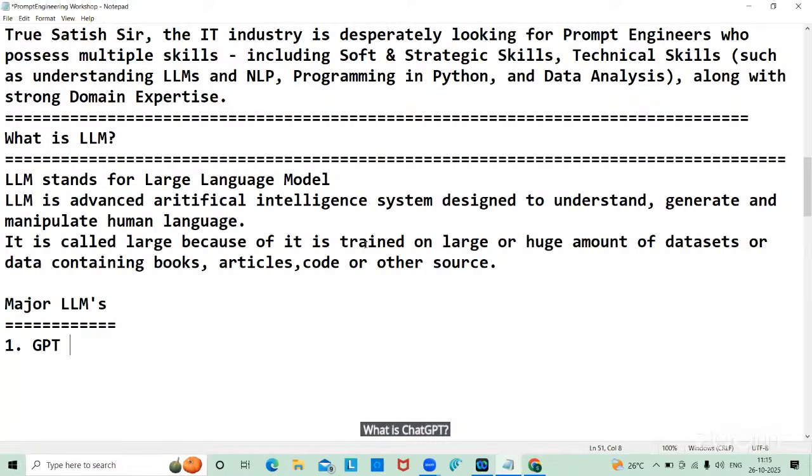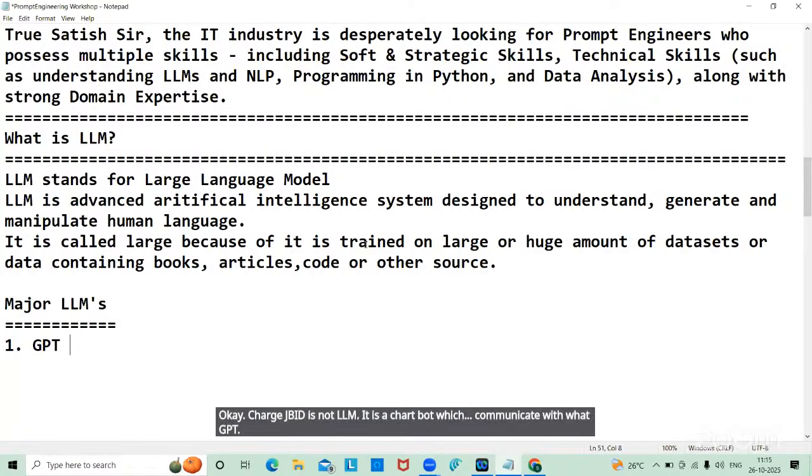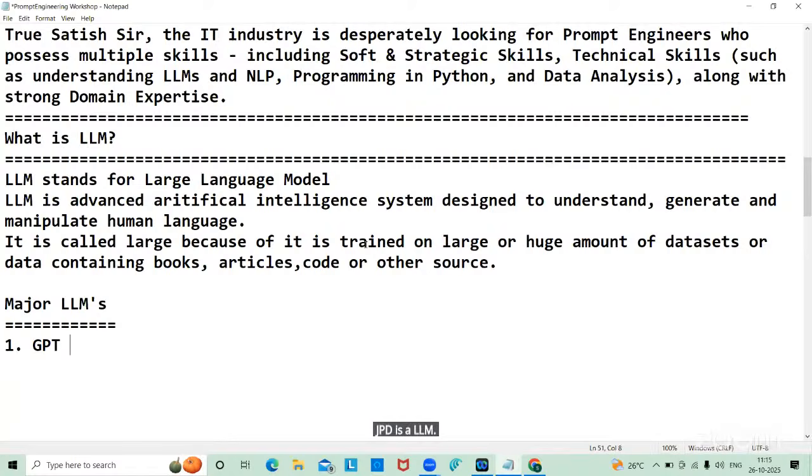Chatbot. Okay, don't say ChatGPT is an LLM. ChatGPT is not an LLM. It is a chatbot which communicates with GPT. GPT is an LLM. ChatGPT is an app, a generative AI app.